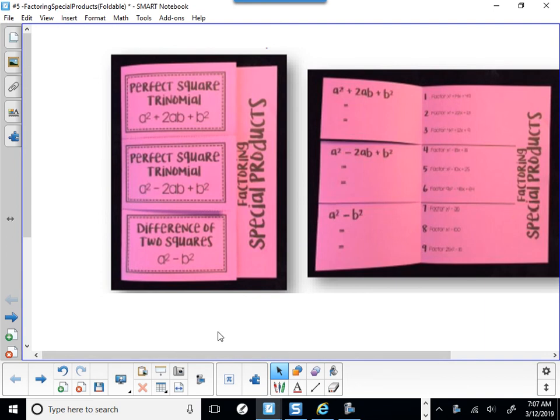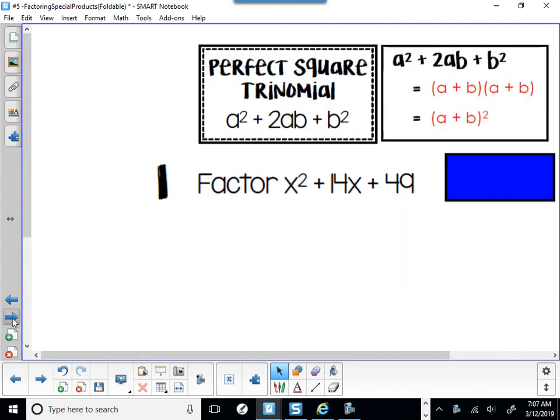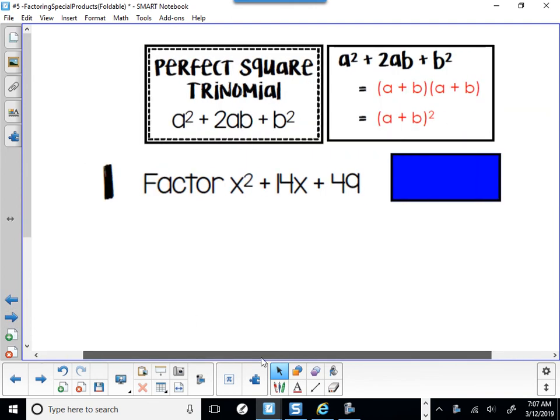Today we'll be factoring perfect square trinomials and difference of two squares. A perfect square trinomial is a squared plus 2ab plus b squared. When we factor a perfect square trinomial, it's a plus b times a plus b, or a plus b squared.